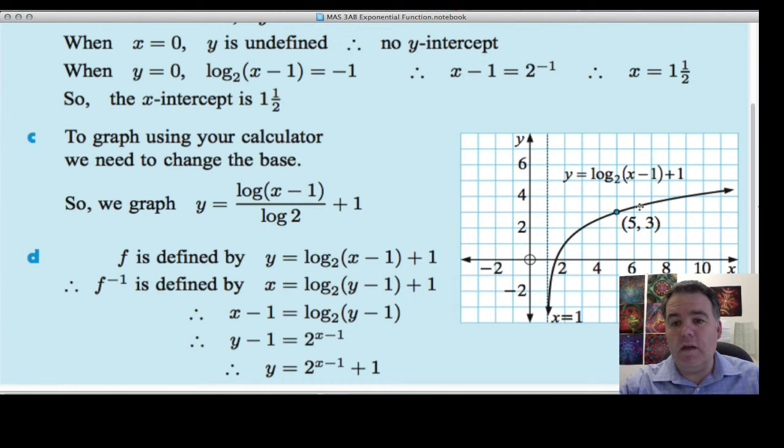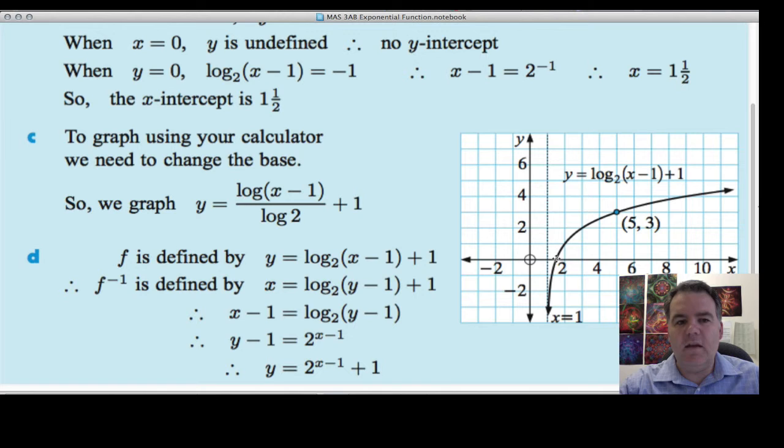A significant point on there is if you put 5 in there, 5 minus 1 is 4, log base 2 of 4 is 2, plus 1 is 3. So there's the curve there. We can see that our domain, the possible x values, are x values greater than 1. The range is any value. We're going right down to negative infinity there. We're going right up to positive infinity, though at a slow rate, but we will get there eventually.